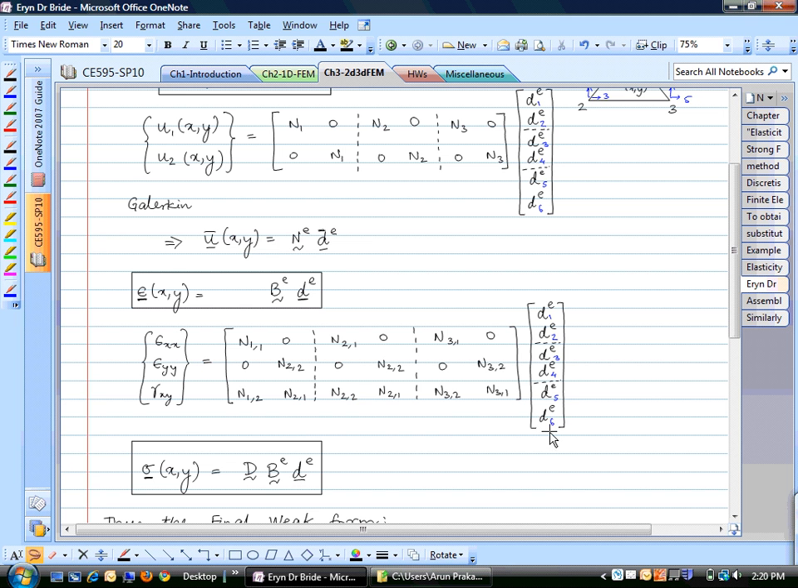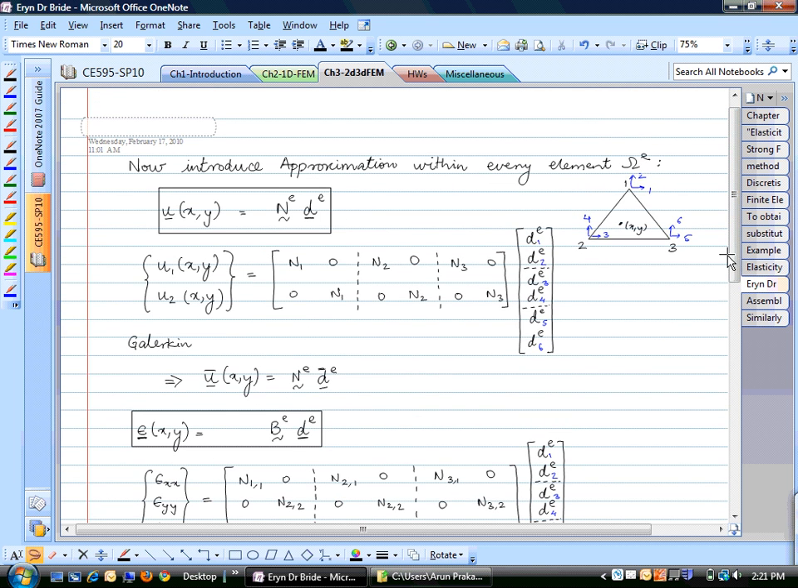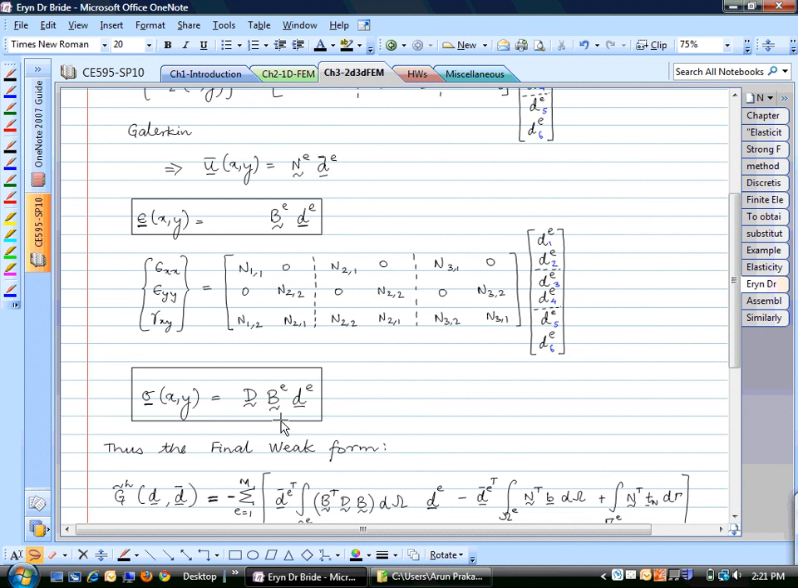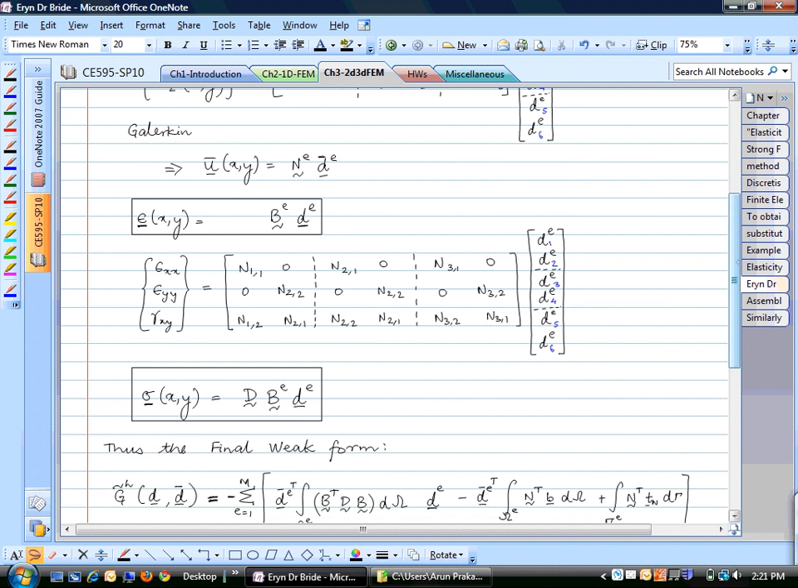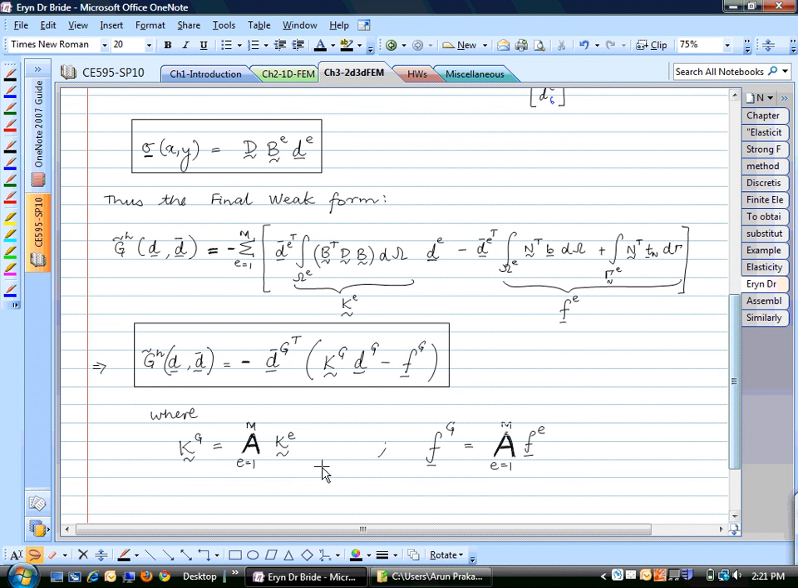This is again all a bunch of algebra. You can make sure that all this algebra is accurate. But the idea is that once you have your approximation, N times d, you can get your strain vector, B times d, and you can get your stress vector, which is the D matrix. Now this D matrix was something that we talked about when we started to take a look at this. So this is the elasticity matrix that we talked about long back. So using all these approximations, you can plug them into your weak form and come up with the global equations exactly the same way.